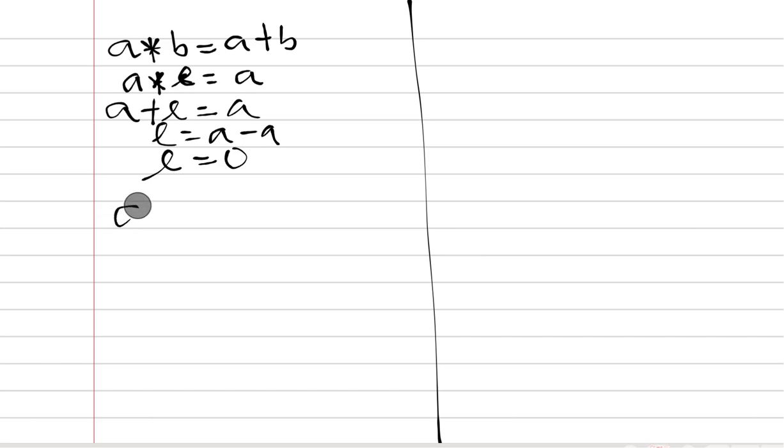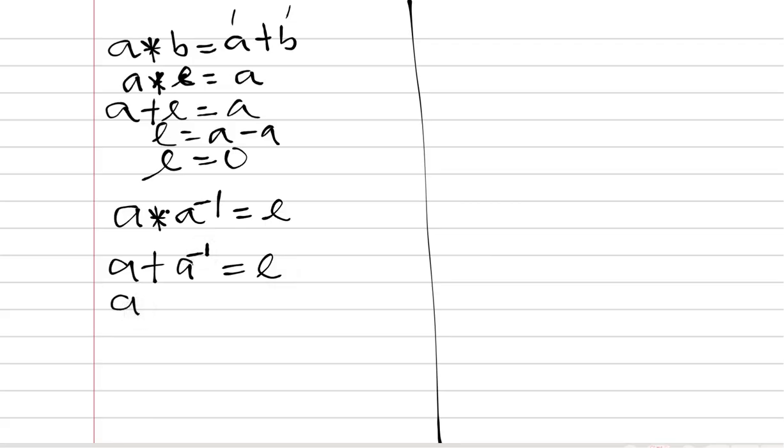So if our identity is 0, then let's get our inverse now. What's our formula? A star A inverse equals E. So this will be A, this will be A inverse. So that will be A plus A inverse equals E. And what's your E? Your E is 0 that you got here. So that's A plus A inverse equals 0.